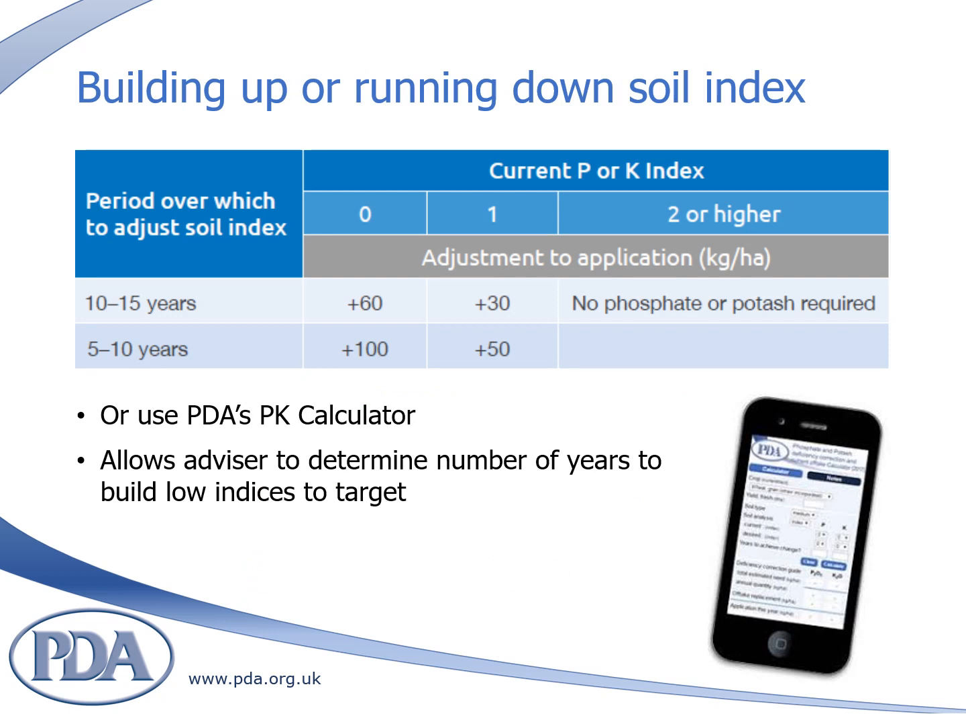The adjustments built into the Fertilizer Manual are based on making a change to the index over a 10 to 15-year time period. The rates can be adjusted to make the amendment over a shorter time period, or the PDA's PK calculator can be used to select the number of years. The calculator can be found on the PDA website and is also available to download as an app for both Android and Apple.